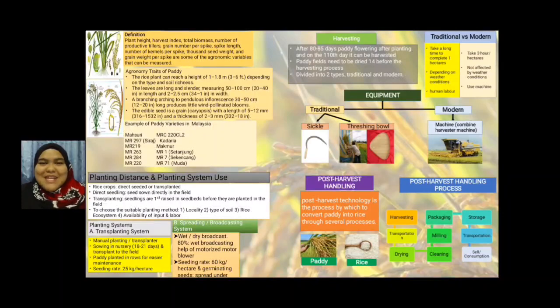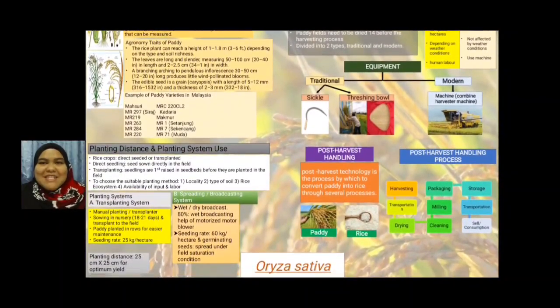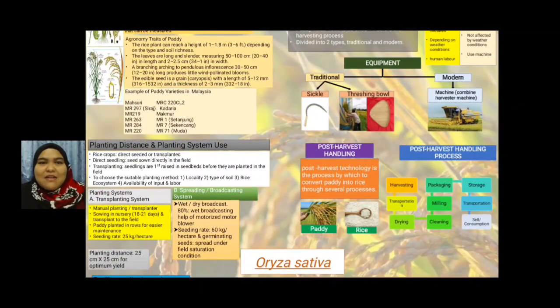Now I will continue with the next slide, which is the planting distance and planting system used for paddy planting. Rice crops can be either direct seeded or transplanted. In direct seeding, seeds are sown directly in the field, while in transplanting, seedlings are first raised in a seedbed before they are planted in the field. To choose a suitable planting method, we should consider first the locality, second types of soil, third rice ecosystem, and also fourth availability of input and labor.